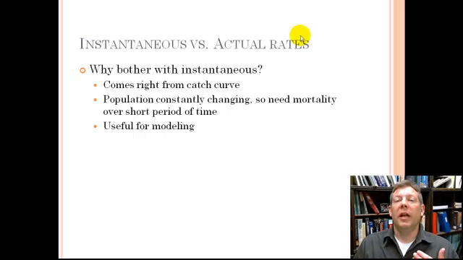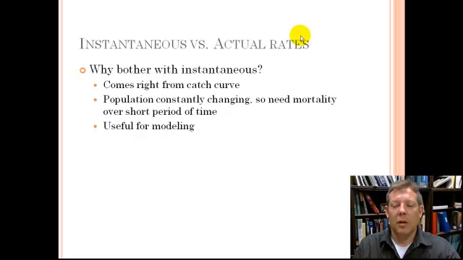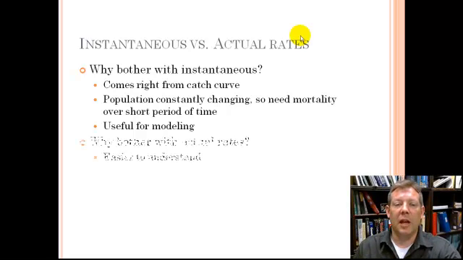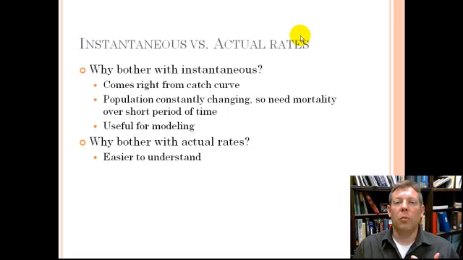However, if we want to sort of intuitively understand what's going on in the population, the actual rates are easier to understand. And so we can get those values from the instantaneous rates. So it's easy to calculate them all, and as long as you kind of understand what they each mean, then you can sort of get a grasp on this concept of mortality.